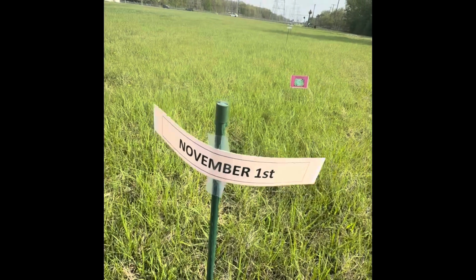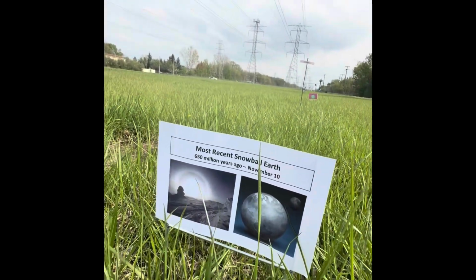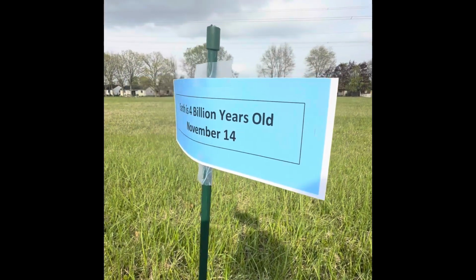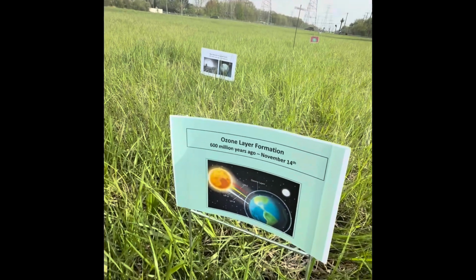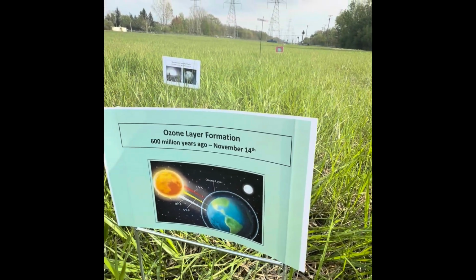And here we are, November 1st, all right? And this is where things start to get pretty busy on our calendar, all right? So, our most recent snowball Earth, 650 million years ago, on November 10th. And just shortly after, on November 14th, Earth is 4 billion years old. Still not a whiff of humans in sight. All right, 4 billion years old. And we hit that about the same time, roughly 600 million years ago.